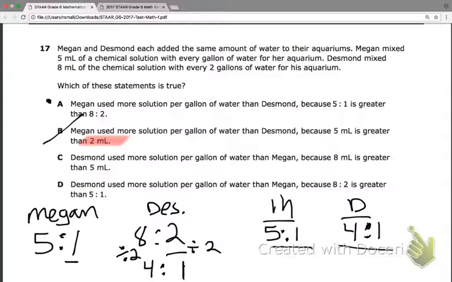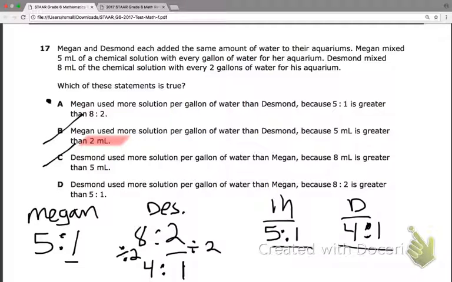C. Desmond used more solution per gallon of water than Megan because 8 milliliters is greater than 5 milliliters. Well, that doesn't make sense because just because 8 milliliters is greater than 5, it doesn't mean he used more solution. So that's not right.